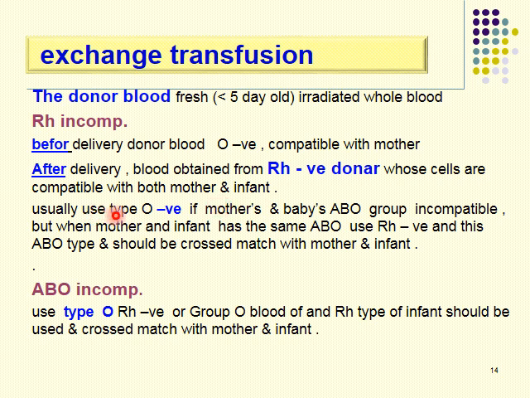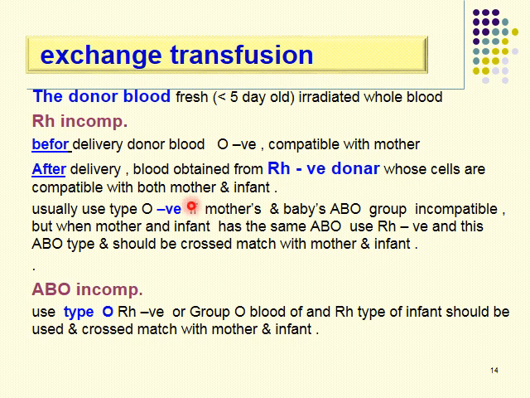We usually use type O negative if the mother and baby ABO groups are incompatible, but when the mother and infant have the same ABO, use Rh negative and this ABO type, and it should be cross-matched with the mother. So for example, if the mother is A negative and the baby is A positive, we use A negative.